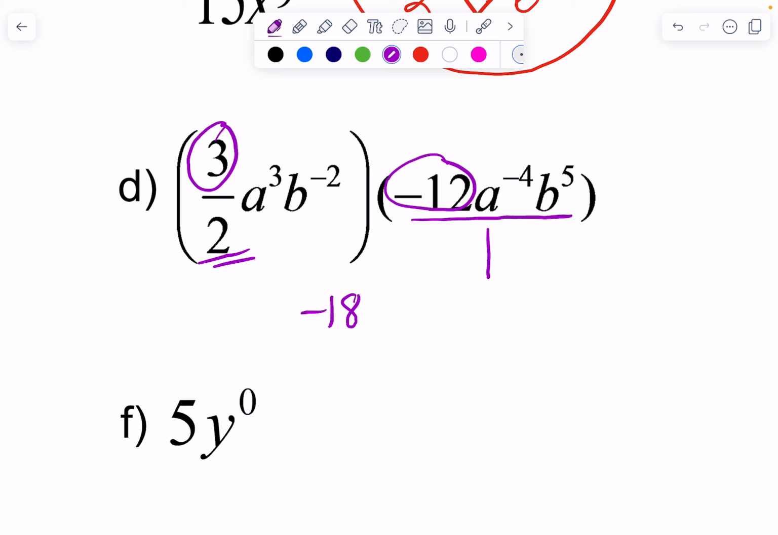So now I have a to the 3rd times a to the negative 4th. That's a to the negative 1. Because when I multiply the same base, I add the exponents. Then b to the negative 2 times b to the 5th power.